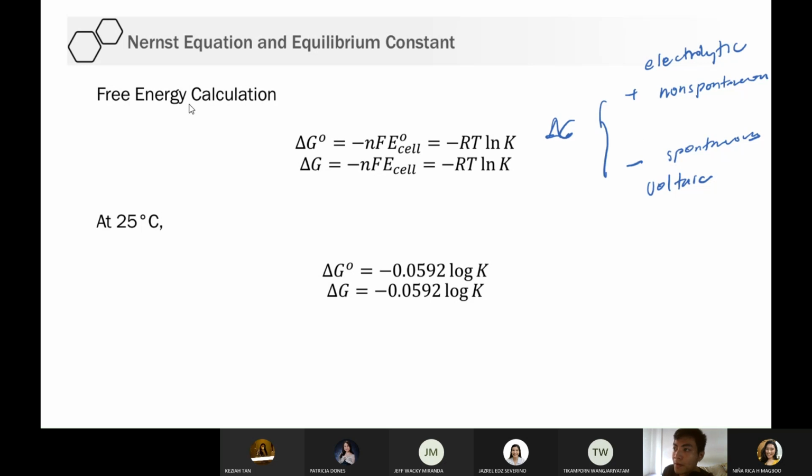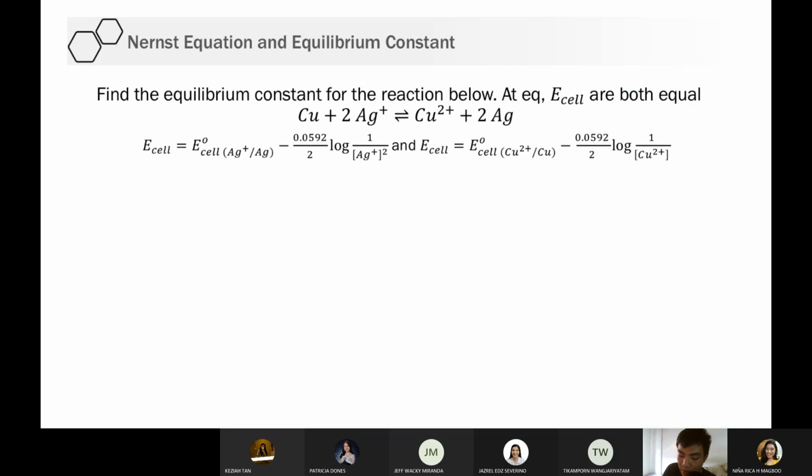Okay, so what is the relation of this in our topic? So if you are asked to solve for the equilibrium constant K, you can use this equation. In thermodynamics, we know that delta G equals negative nFE. And in thermodynamics also, we know that it is also equal to RT ln K. Okay, so that means, let me rewrite this.